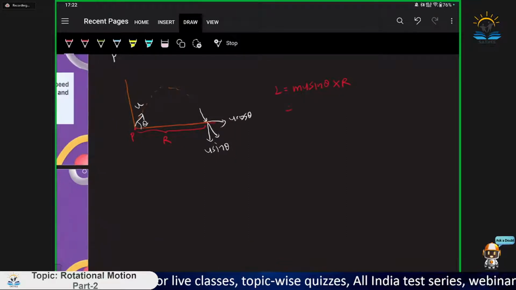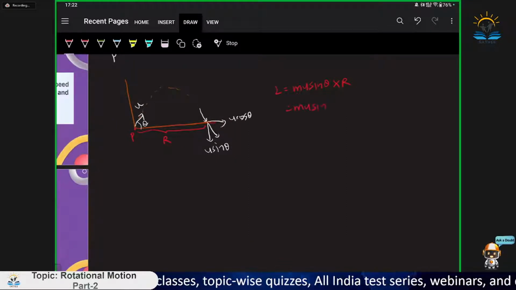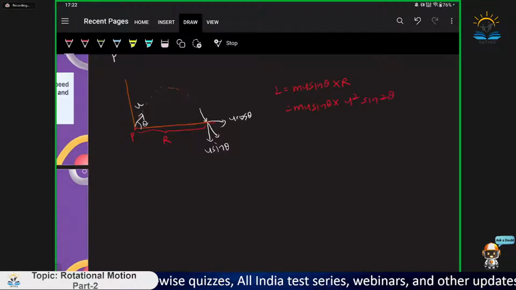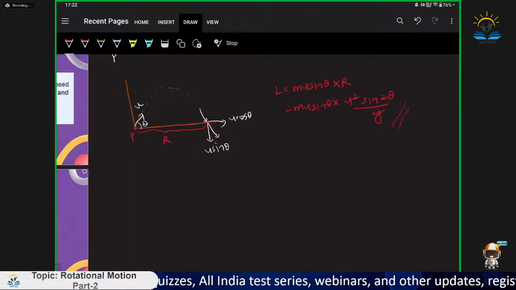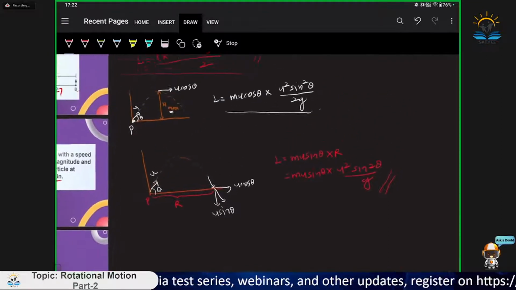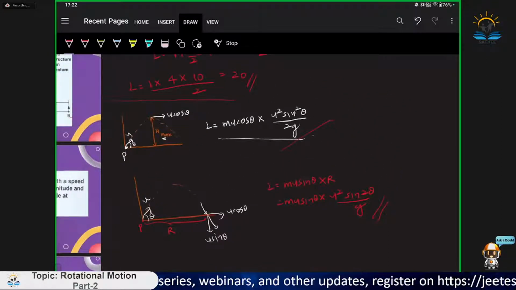Okay, what is the formula of horizontal range? m u sin theta into u square sin 2 theta divided by g. So we got the angular momentum when it hits the ground and when it's at its maximum height also. Okay, easy.